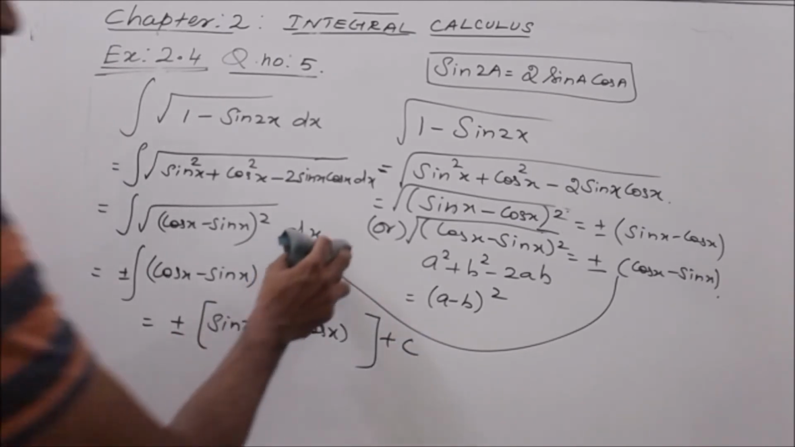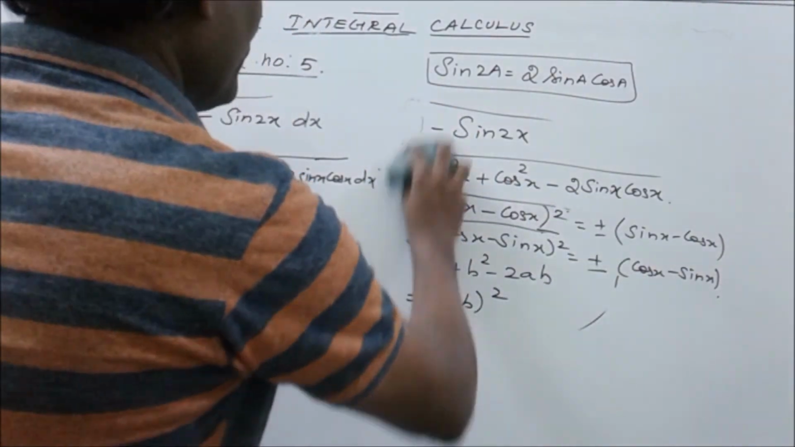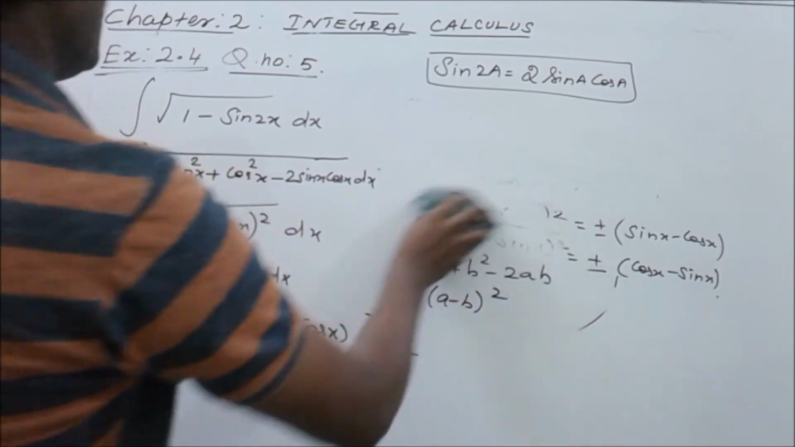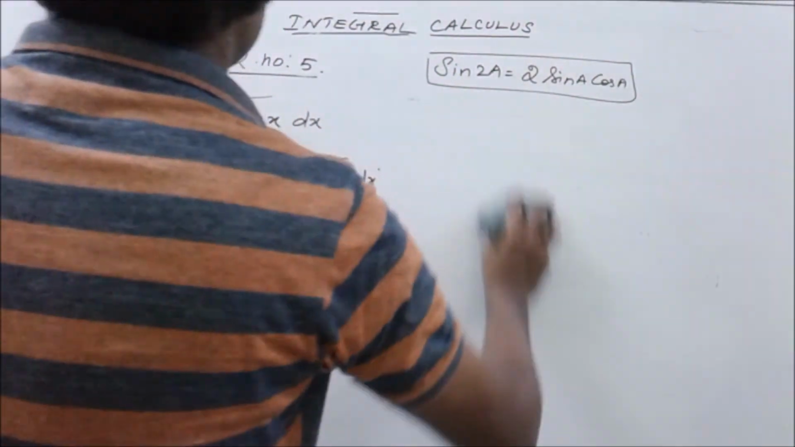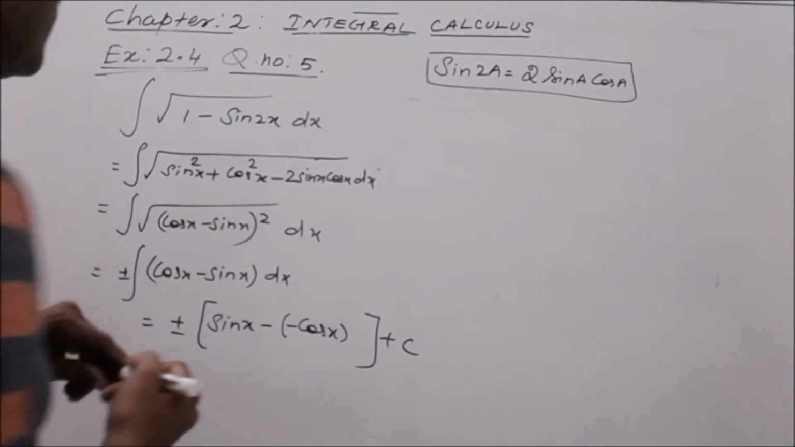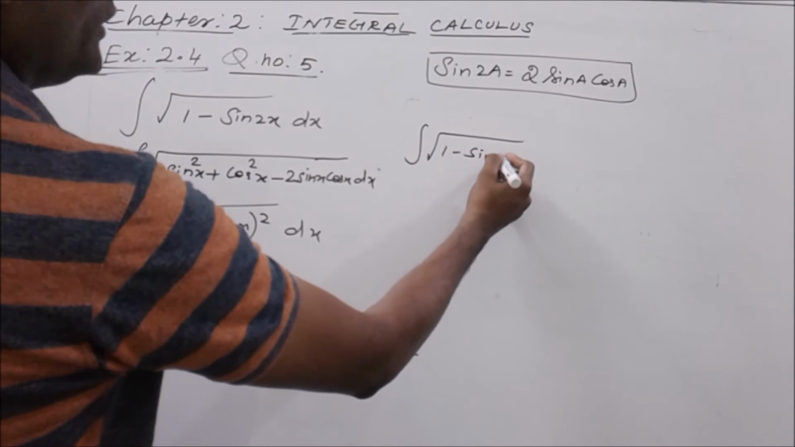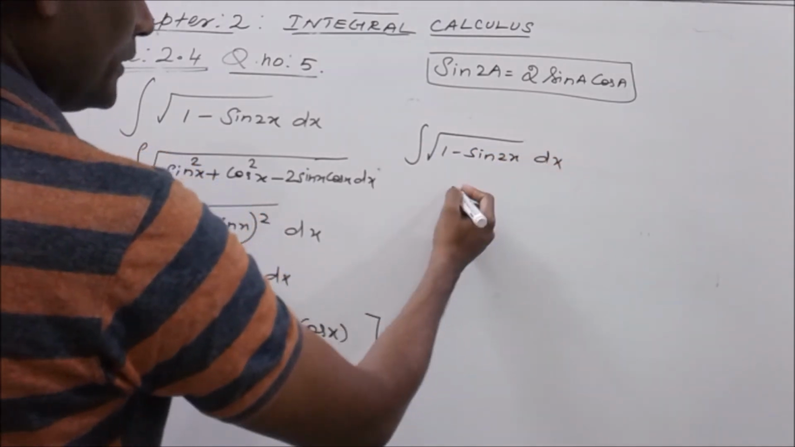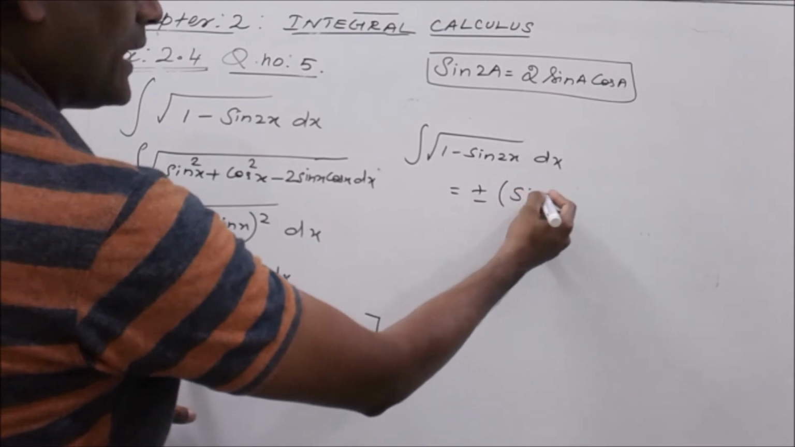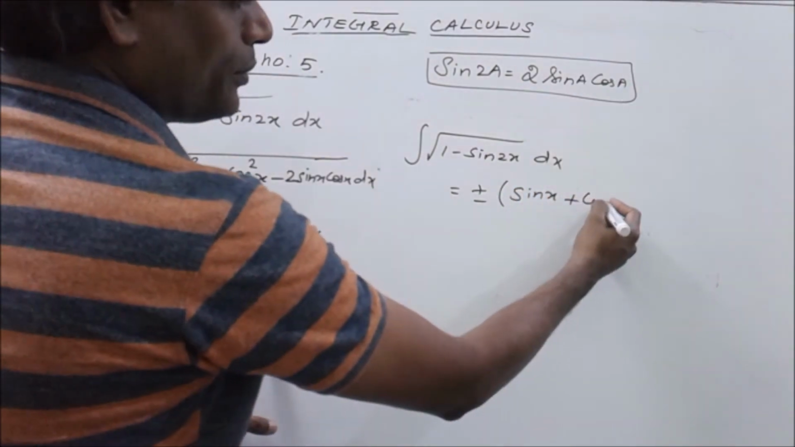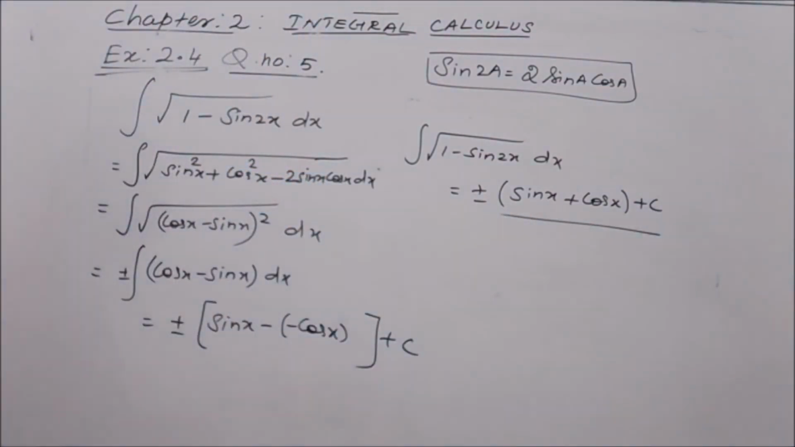So the answer is: integral root of 1 minus sine 2x dx is equal to plus or minus (sin x plus cos x) plus constant of integration c.